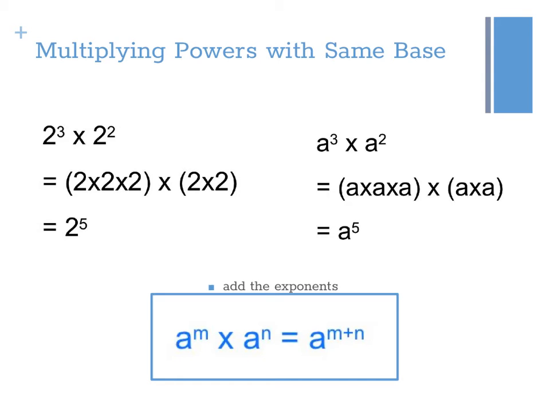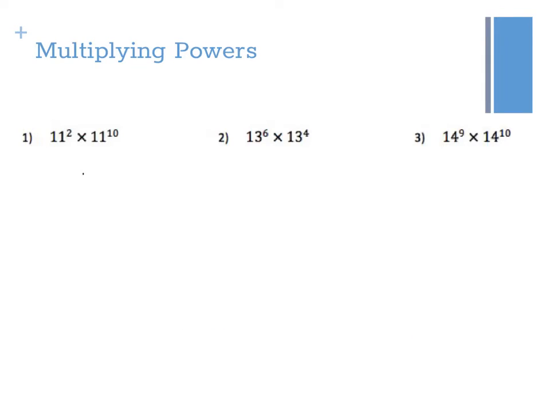This is similar, obviously the same with variables as well. So a to the 3 times a to the 2 is a to the 5. So we're just going to add the exponents. Keep the base, add the exponents. So a couple examples. Keep the base, add the exponents. 2 plus 10, so 11 to the 12. One more. Keep the base, add the exponents. 13 to the 10. All right.